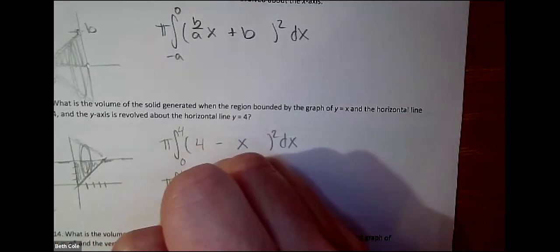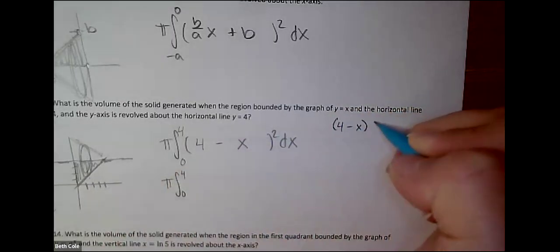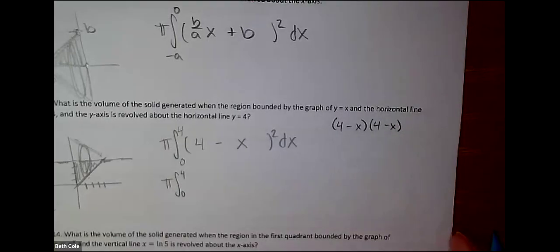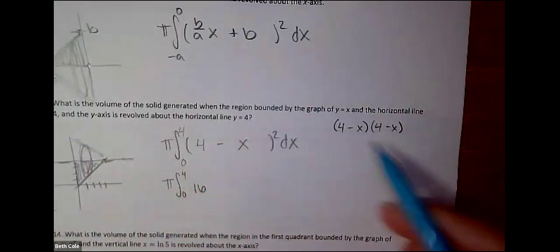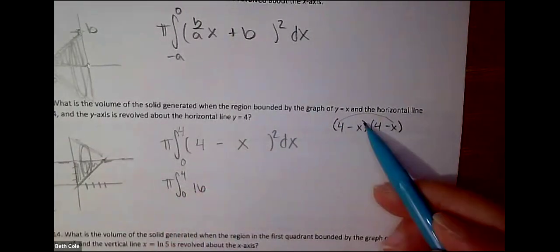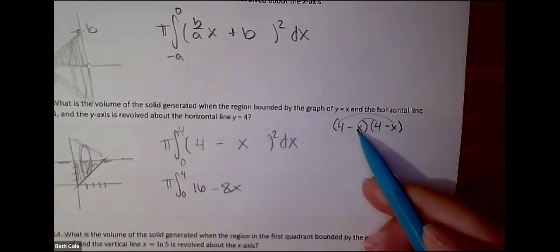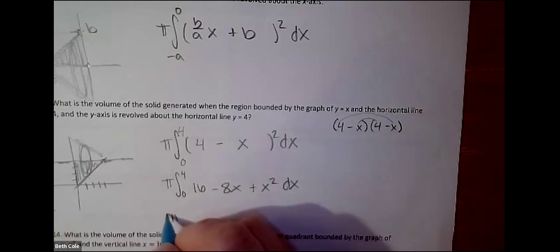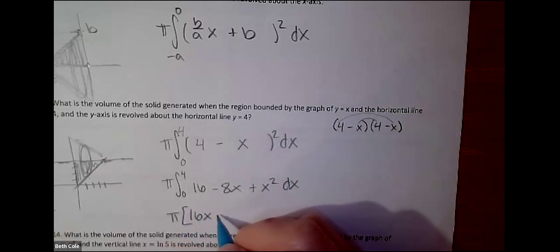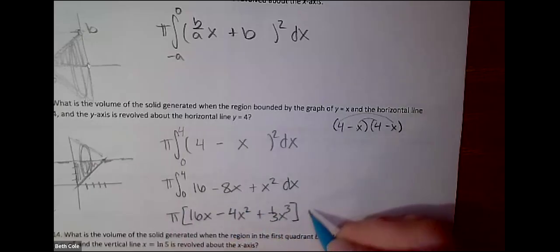This is non-calculator, so you're going to have to actually work it out. The only way to multiply this together when you have something squared is to do it twice. You have to distribute everything together. There's not a shortcut to that, right? 4 times 4 is 16. If you distribute here, you get minus 4x. If you distribute here, you get minus 4x. So minus 8x, and then negative x times negative x will be positive x squared. Antiderivative will be 16x minus 4x squared plus 1/3 x cubed.